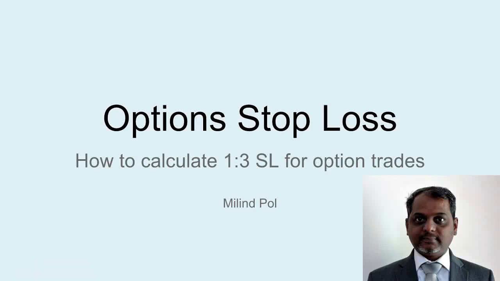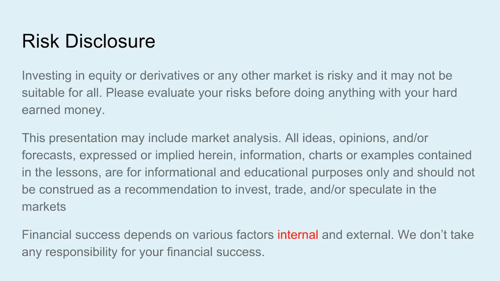I have received some queries as to how we really calculate option stop losses, and how to calculate 1 is to 3 risk to reward ratios. Here is the video that we have.